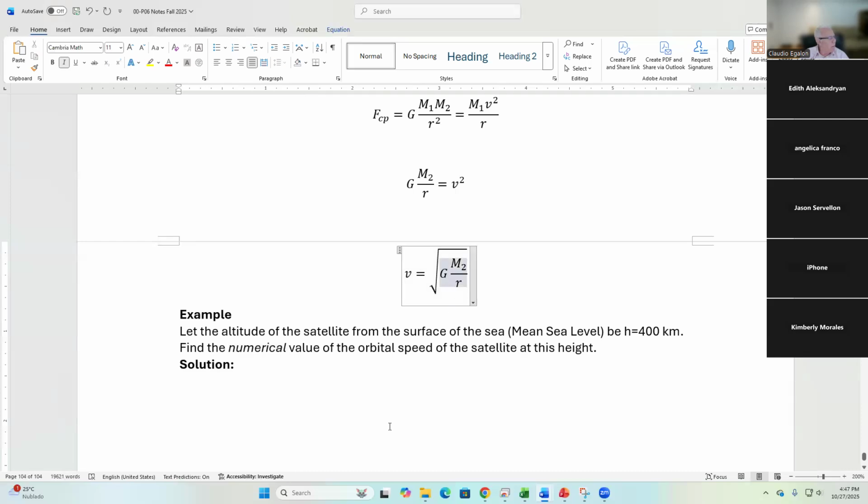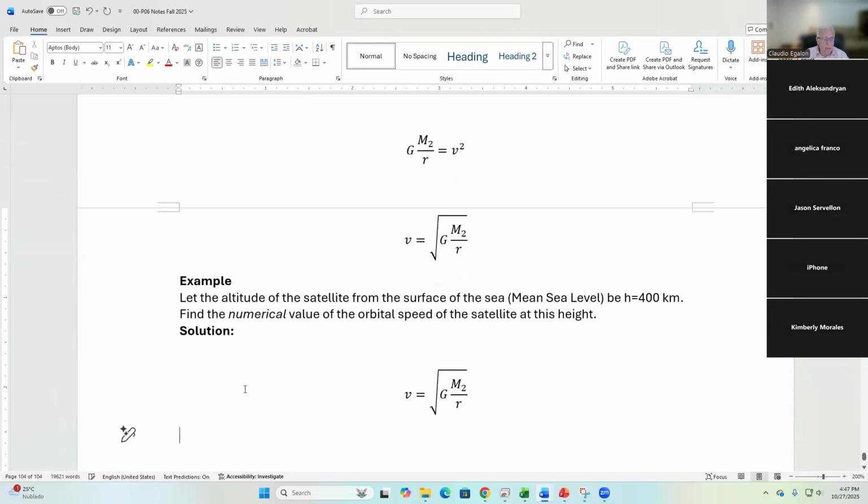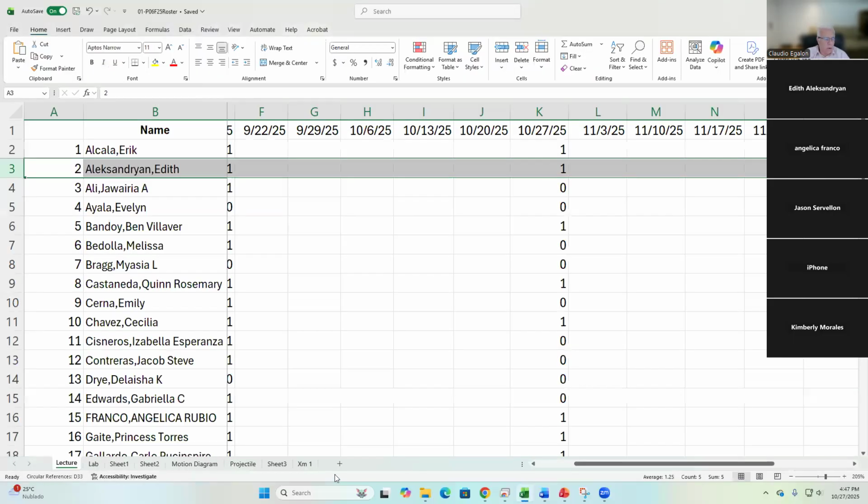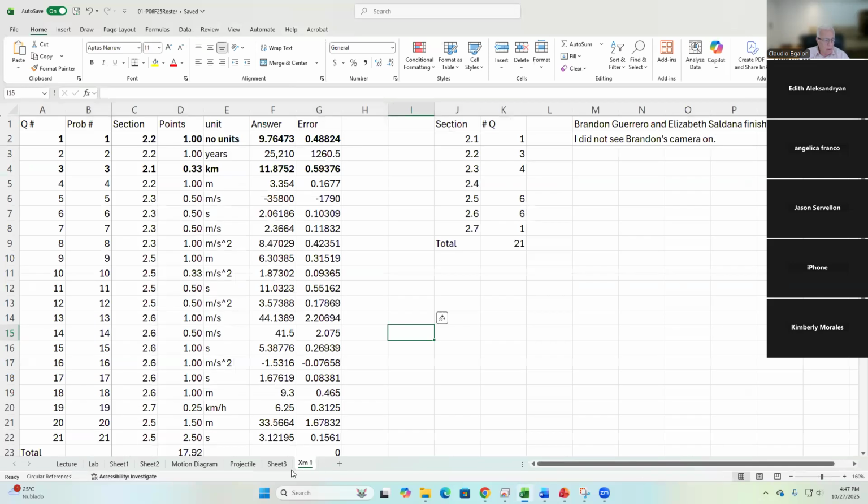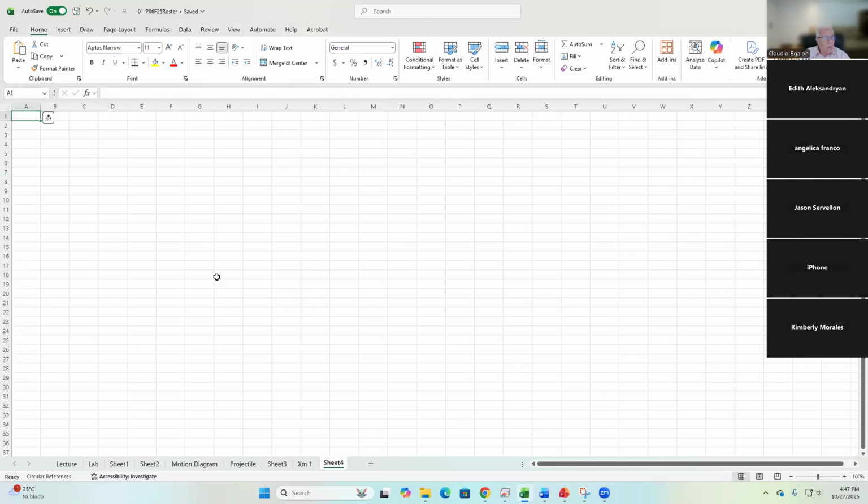Just apply this formula, right? But we are going to apply a slightly different formula. Remember, r is the distance of the satellite from the center of the Earth. So it's going to be the radius of the Earth plus the altitude of the satellite. And then we can go to Excel to calculate, or even your calculator, right? I prefer to use Excel to calculate this value.